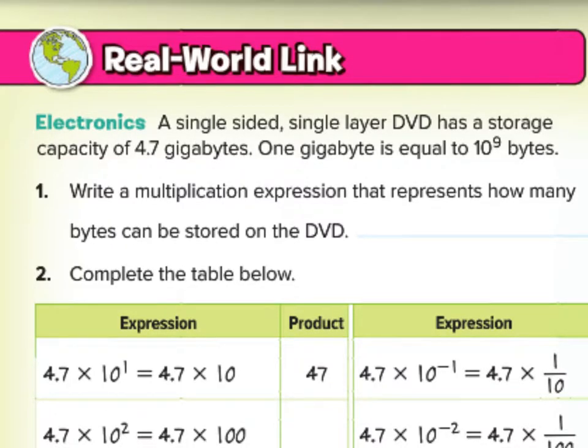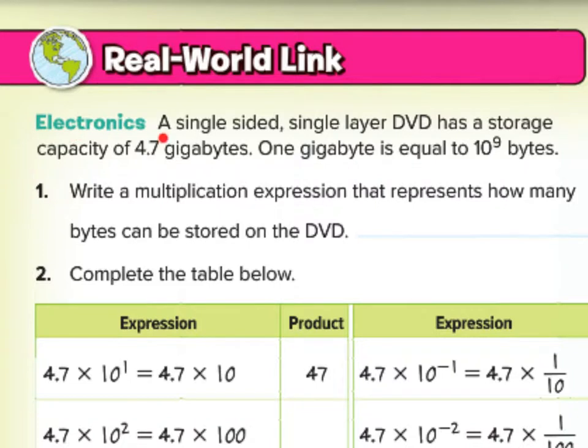We use scientific notation for very large numbers. For example, measurements that we would take in space, or measurements that we might take in biology when measuring the size of a cell, or when measuring the size of an atom. Let's look at this real-world link.